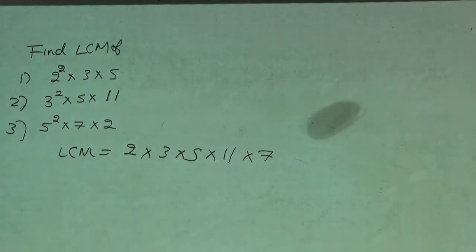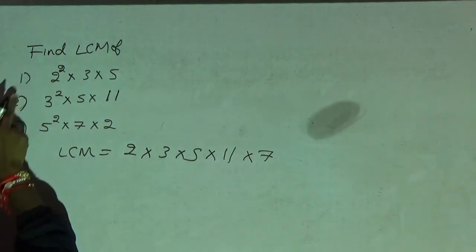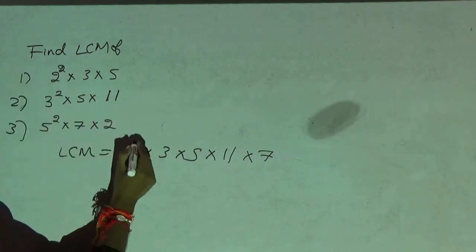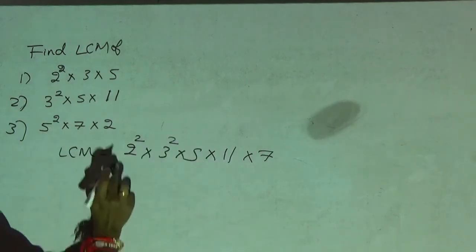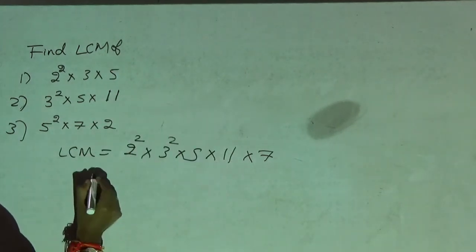In your HCF, least power. Here highest power. For your 2, which is the highest power? 2 square. Then for your 3, 3 square is the highest power. For your 5, power 1. 11 power 1. 7 power 1. That will be your answer.